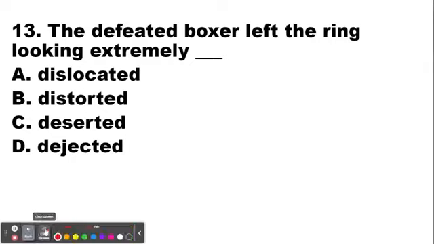Now, question number 13. The defeated boxer left the ring looking extremely dash. A. Dislocated. B. Distorted. C. Deserted. D. Dejected. The correct option is D. Dejected. The defeated boxer left the ring looking extremely dejected. To look dejected is to look sad, to look frustrated, right? That's just the correct option for that situation.